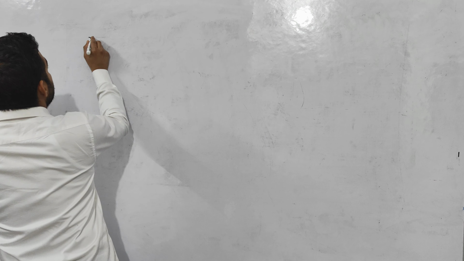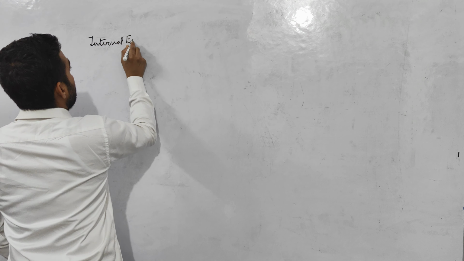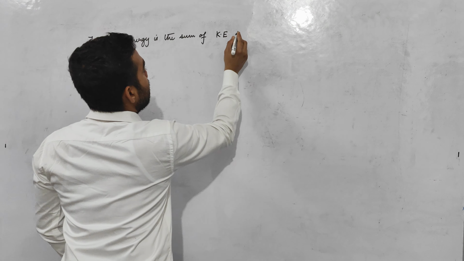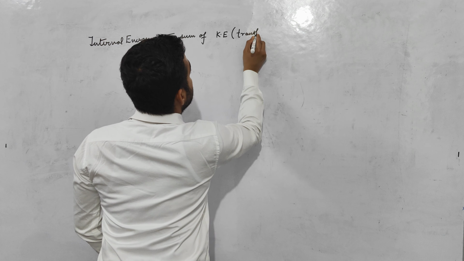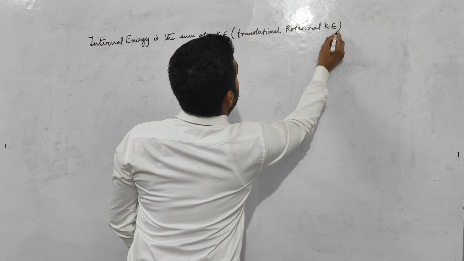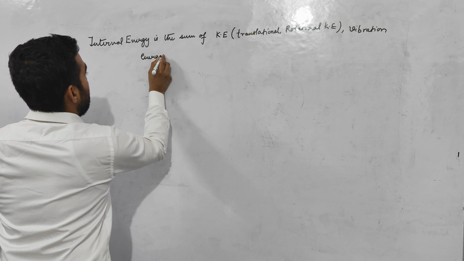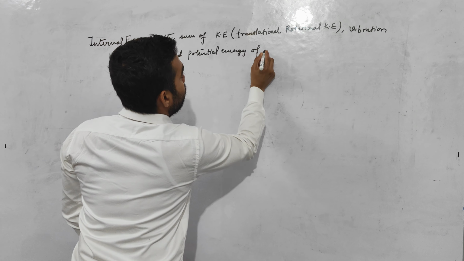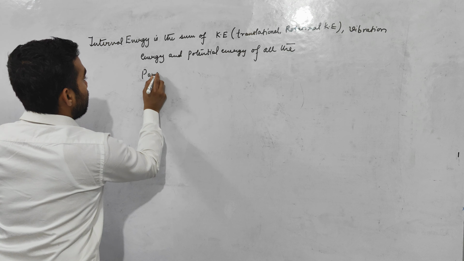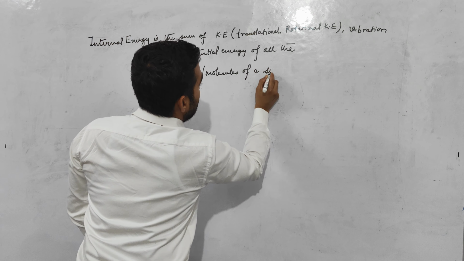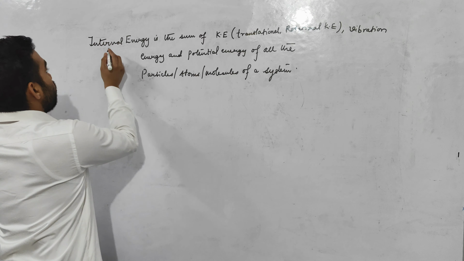is called internal energy. So internal energy is the sum of kinetic energy, which includes translational kinetic energy, rotational kinetic energy, vibrational energy, and potential energy of all the particles, or let's say atoms, molecules of a system.